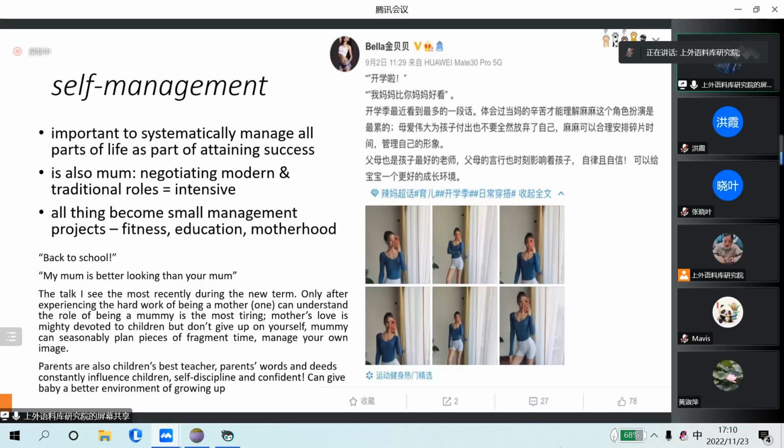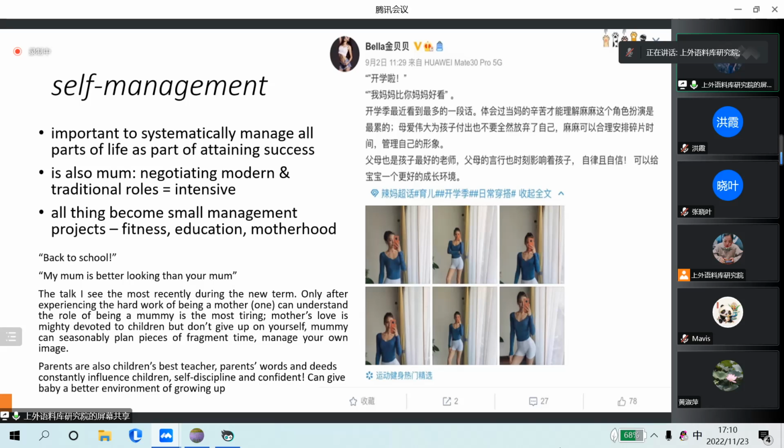There's a lot of hip out. In fact, if you go like this, you look extra slim. There's interesting choices, poses there. But also for a mom, she has a lot of pressure, it sounds quite intensive. She's negotiating modern and traditional roles here, all in one.